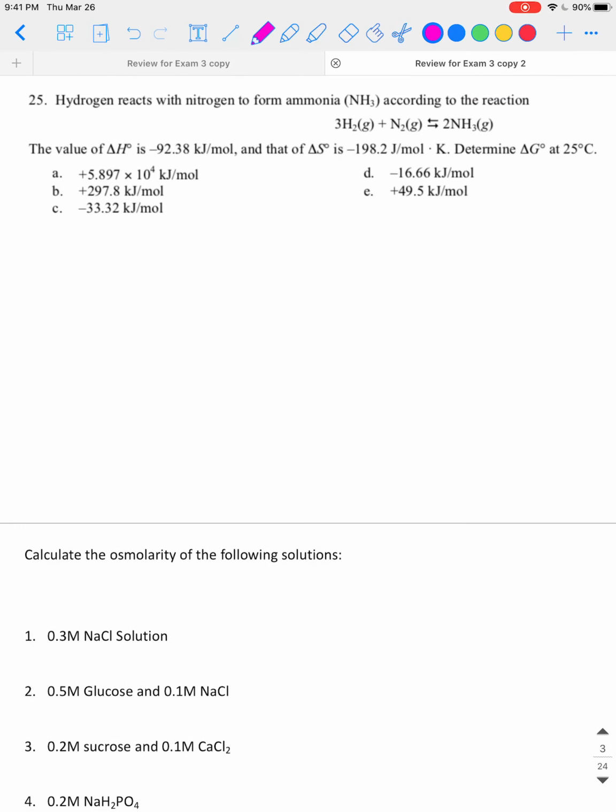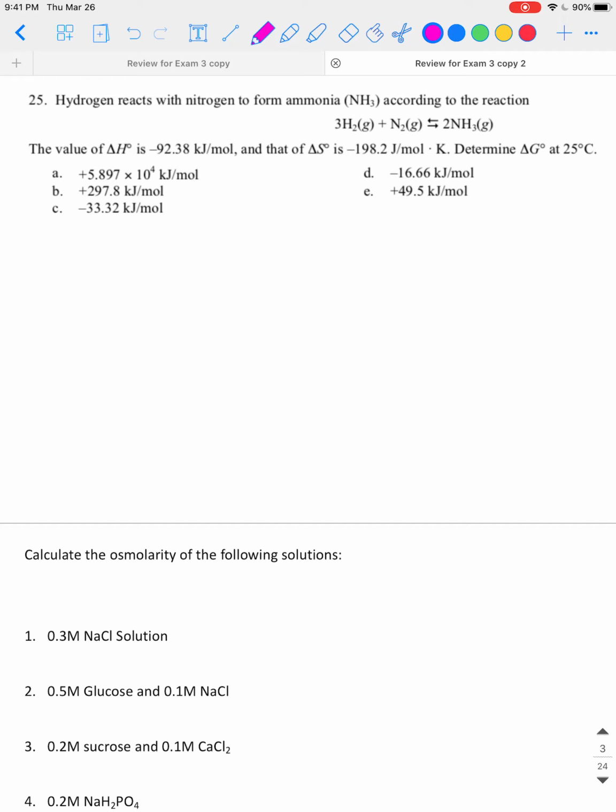Hydrogen reacts with nitrogen to form ammonia, NH3, according to the following reaction. So here's our reaction with hydrogen gas and nitrogen gas making ammonia gas. And then it says the value of delta H is negative 92.38 kilojoules per mole. Delta S is negative 198.2 joules per mole times Kelvin. Calculate delta G.